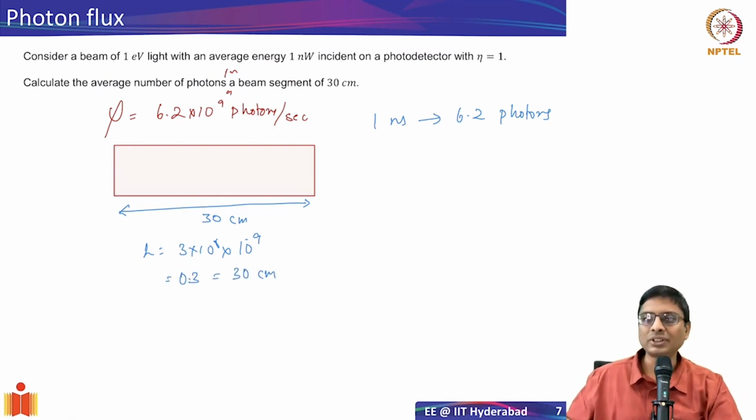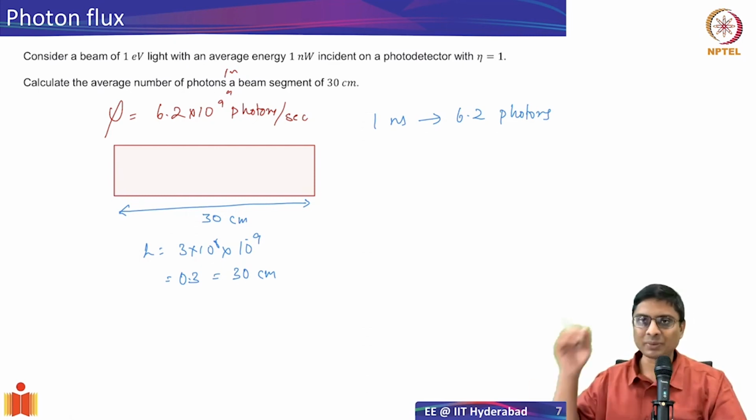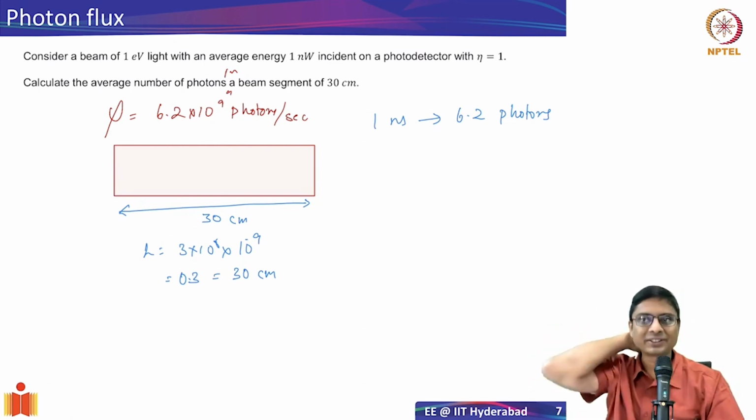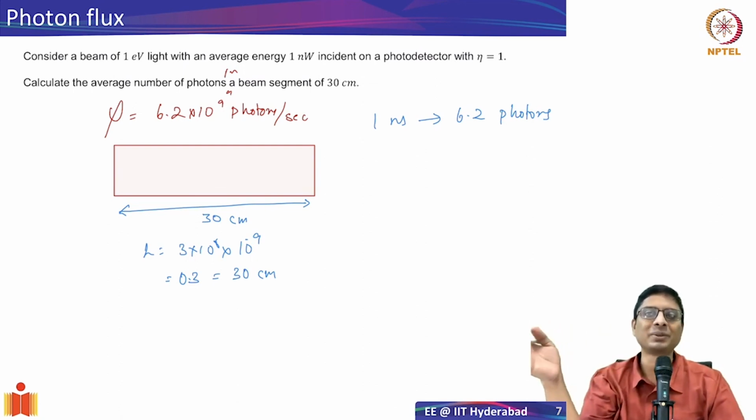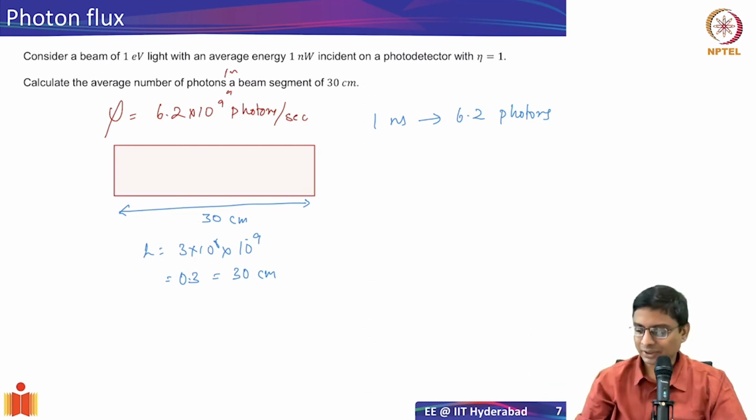Previously we asked how many photons there are in a particular time period. Now we are saying in a segment of 30 centimeters, how many photons are there? And the answer is going to be 6 photons. Now if I change this problem a little bit, and say instead of 1 eV photons, I'll consider 2 eV photons.